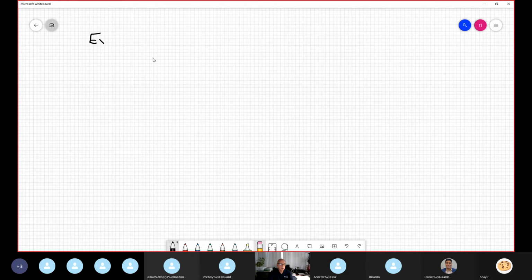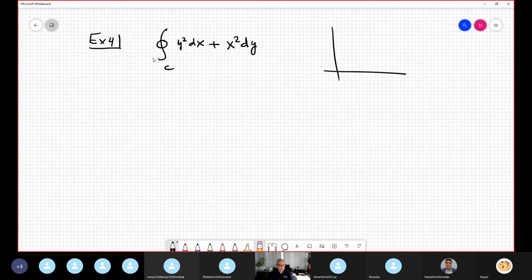Example 4 of Green's theorem. It is the integral on the closed curve of y squared dx plus x squared dy. And who is C? Let's see, it is the unit square. Like that. This corner is 0,0. This corner is 1,0. This corner is 1,1. And this corner is 0,1.